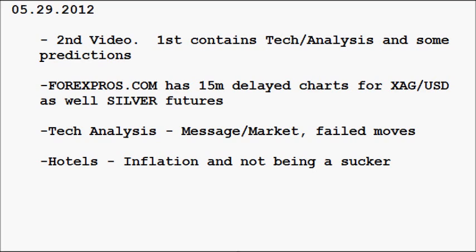The next thing in this video I'm going to go over in technical analysis is adjusting to the message of the market and understanding failed moves. And I'll finish this off with hotels, looking at inflation and not being a sucker if you plan on checking into a hotel anytime soon. So let's get started. So the technical analysis message of the market: failed moves.